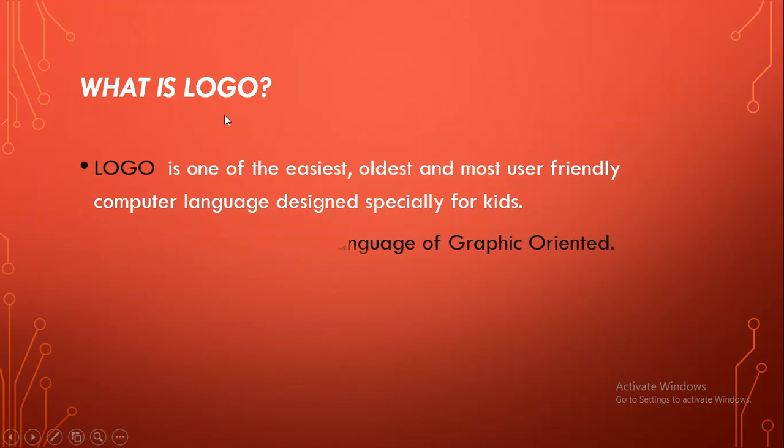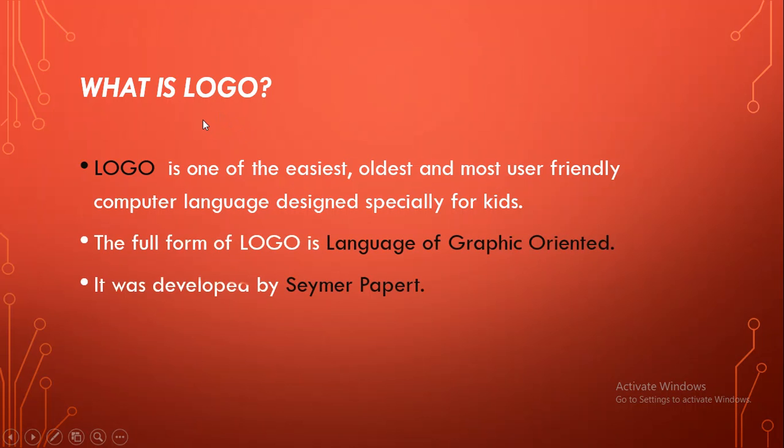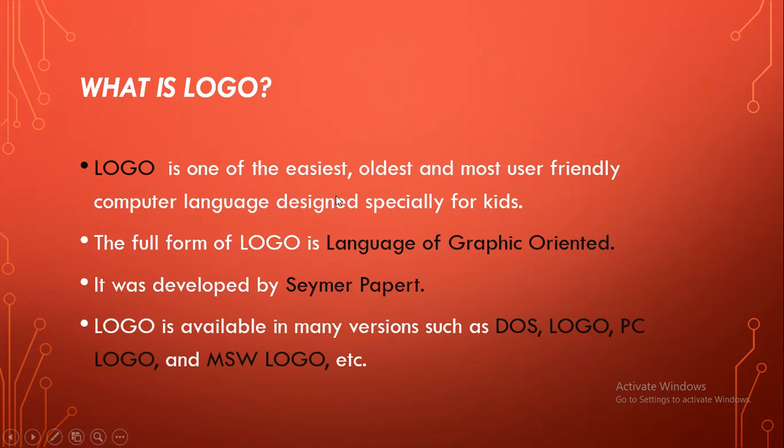What is Logo? The very first thing that we have to understand is the definition of Logo. Logo is one of the easiest, oldest and most user-friendly computer languages designed especially for kids. So we can easily understand from this line that Logo is a computer language and it is very easy and simple, so that it can be easily used by kids. The full form of Logo is Language of Graphic Oriented and it was developed by Seymour Papert. Logo is available in many versions such as DOS Logo, PC Logo, and MSW Logo, etc.